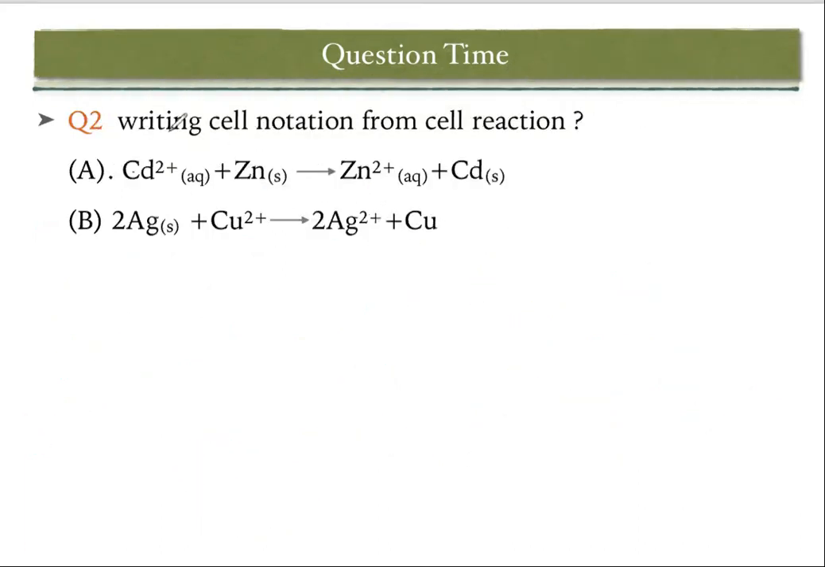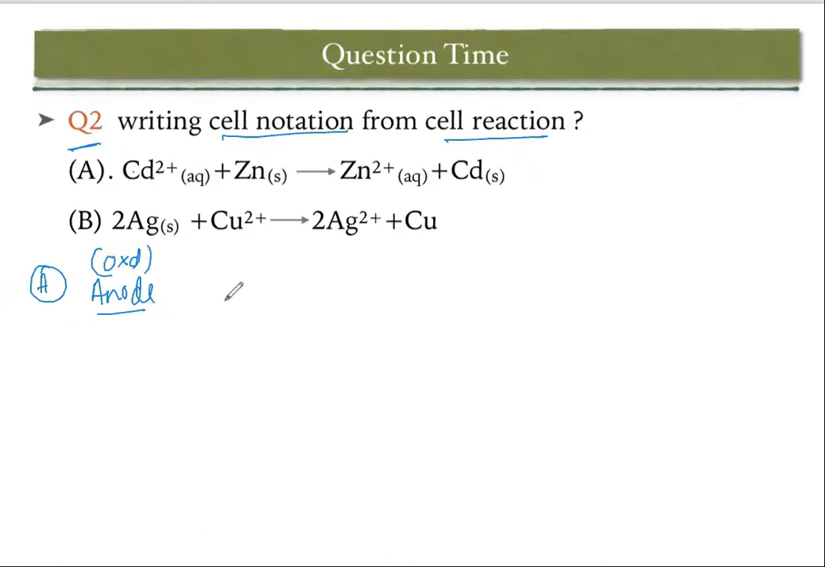Now next, try to learn the second part. So in this question, we are going to write cell notation from the cell reaction. As the two cell reactions are given, we'll try one by one. The first one, how to write this step by step, we're going to learn. First, we are going to learn the chemical reactions. So first we have to write the anode reaction. At the anode, oxidation will take place, right?